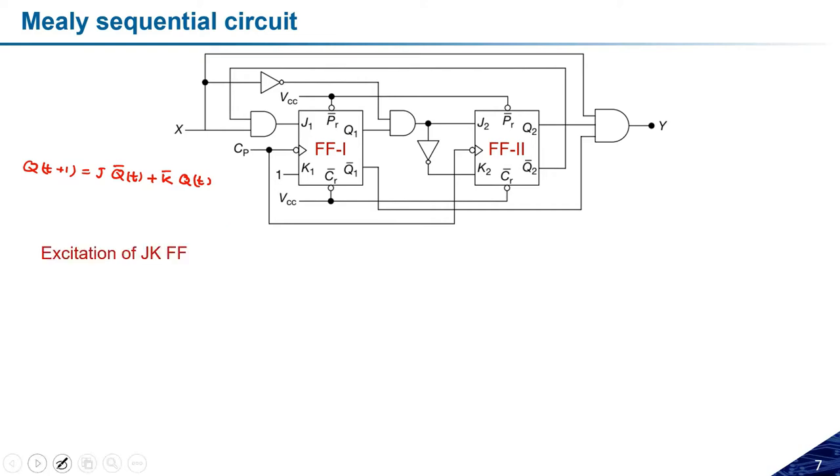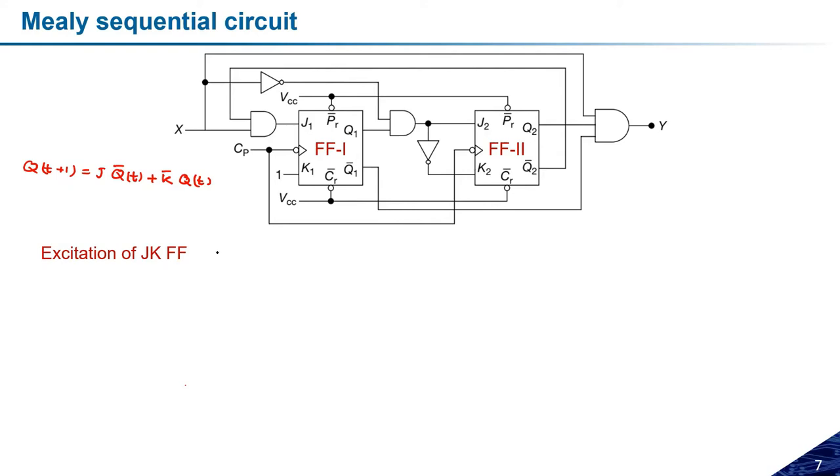Second thing we have to do is the excitation of the JK flip-flop. We have already done all this in the previous example, but let us do it again. How do we decide the excitation of the JK flip-flop? See here, I have two flip-flops, and because they are JK flip-flops, I have two inputs for the first flip-flop and two inputs for the second flip-flop. So I need to write the expressions for J and K for both flip-flops. Let us try to write it.